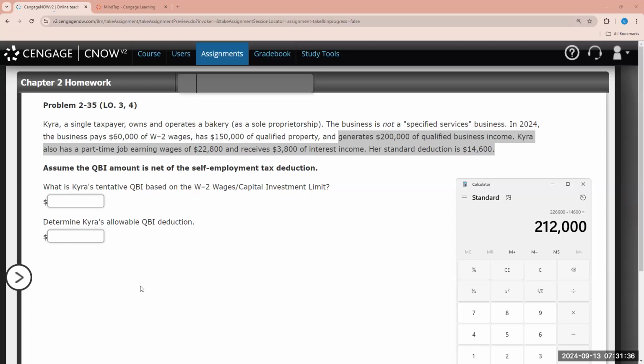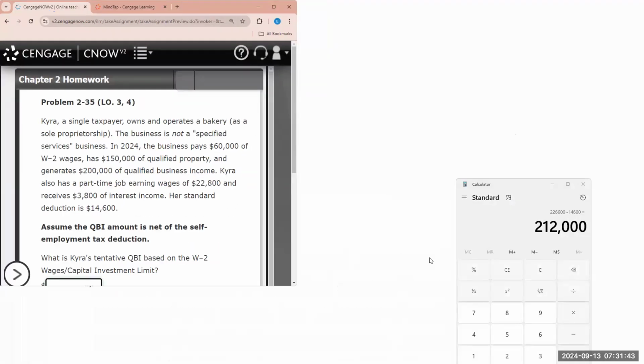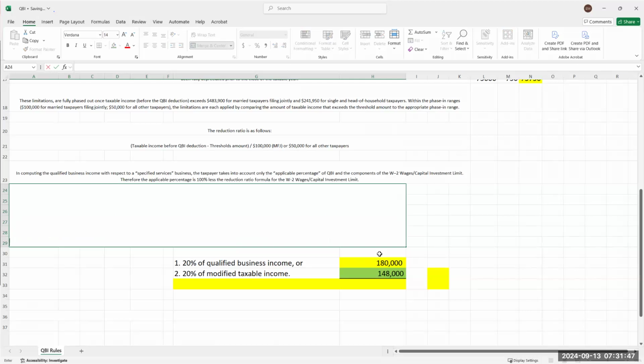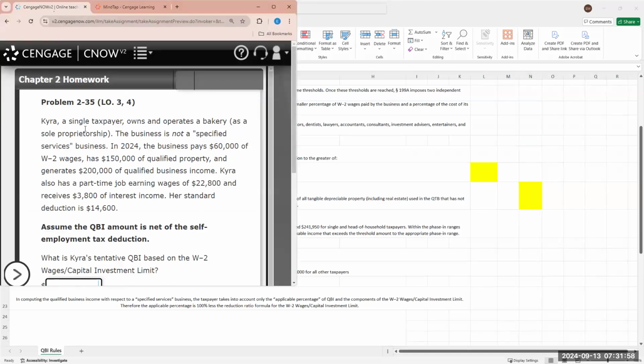So what is her tentative QBI based on? W-2 wages, capital, and investment limit. So we go back to our Excel. The fact pattern is a little different, but again, we still need to do the math. We still need to determine, all right, what's 50% of the W-2 wages, etc. So I'll copy over the information.